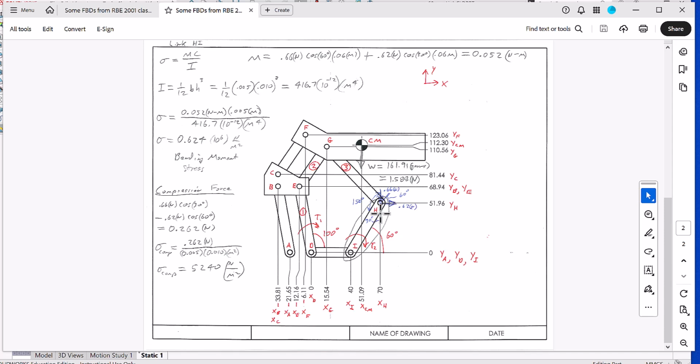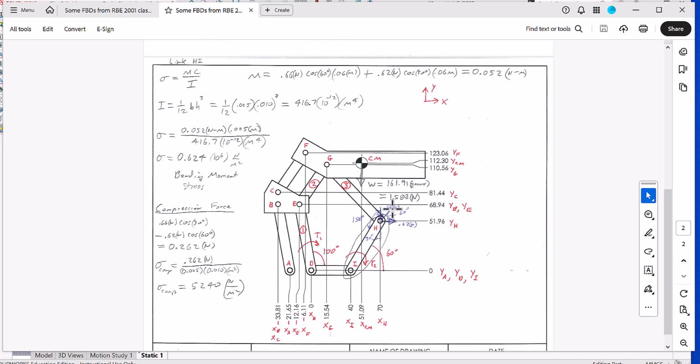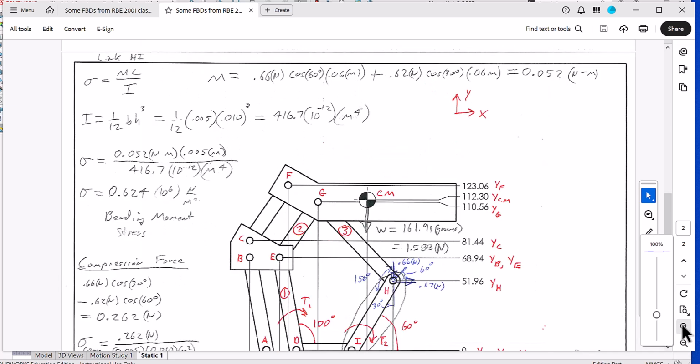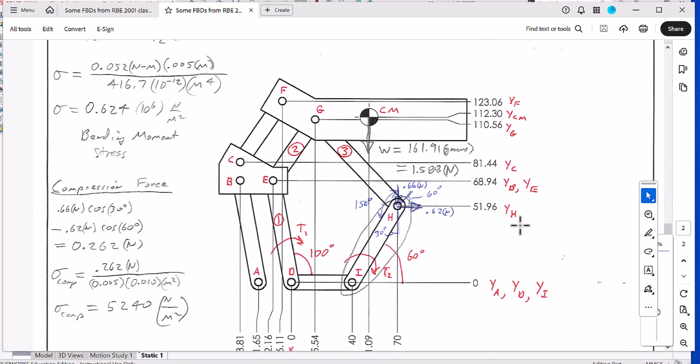All right, so now we want to look at link HI, and if we look at these values here, these are the values from MATLAB and also from the SolidWorks motion study. So we have at this joint H, we're looking at link HI. Obviously there's some reactions down here, and we have T2 as well. But we have 0.66 newtons down and then 0.62 newtons to the right. Now when we do the FEA, this part was drawn so that it was horizontal. So we want to get the correct angles here. This is 60 degrees between this X component and the direction of the link, and 150 degrees to get to the Y.